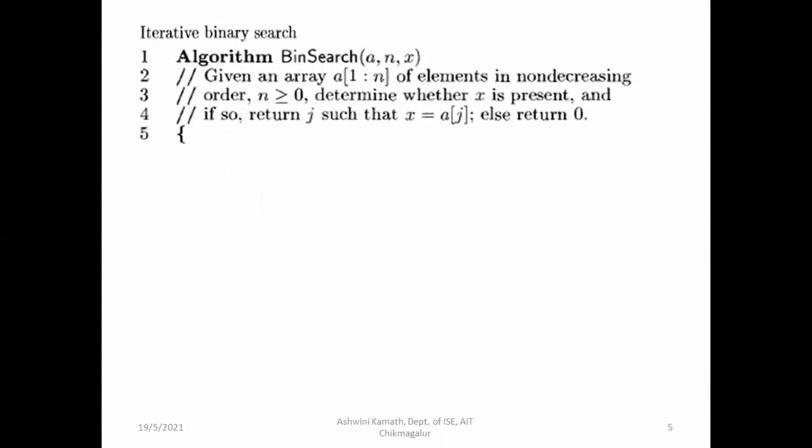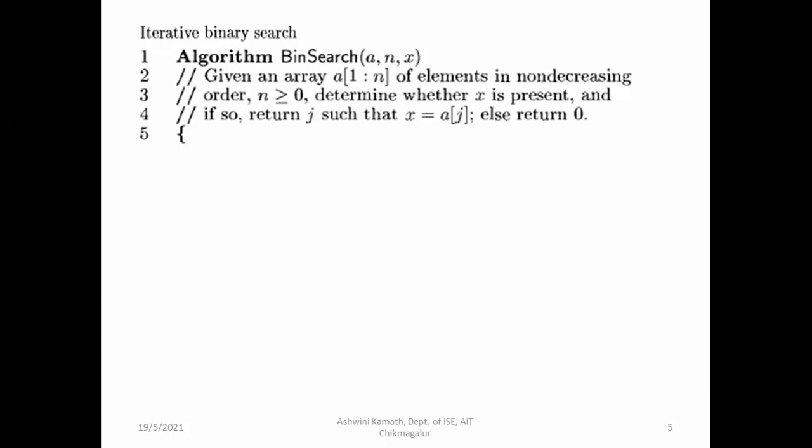Iterative binary search: instead of the recursive call, we are going to use loops. Here also, given an array a of 1 to n elements in non-decreasing order, in increasing order, we are providing the elements. If n is greater than or equal to 0, determine whether x is present. If the number of elements is greater than 0, check whether x is present, and if so, return the position of that. That is, if x is equal to a of j, you return the position j, else return 0.